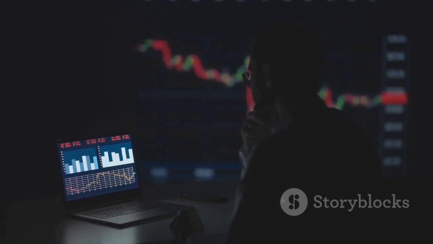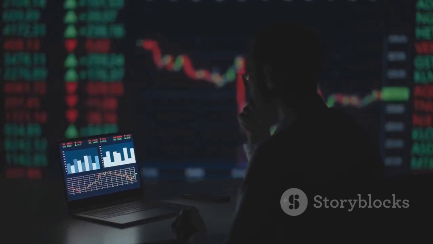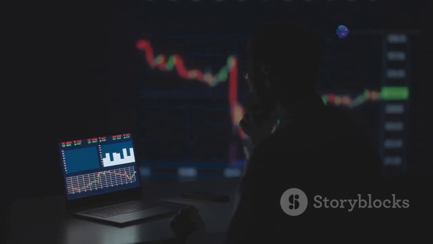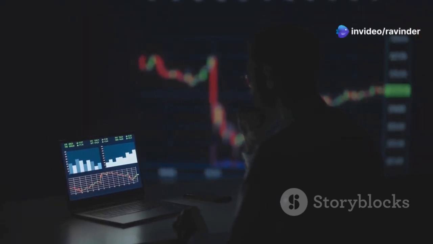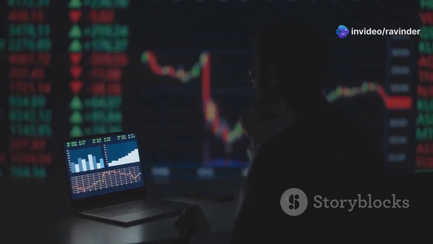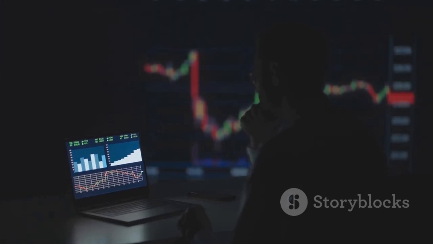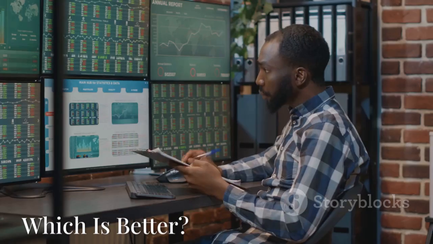By using a combination of valuation metrics and your own judgment, you can start to identify potentially undervalued stocks and make more informed investment decisions. Remember, no single metric should be used in isolation. Always consider the bigger picture.